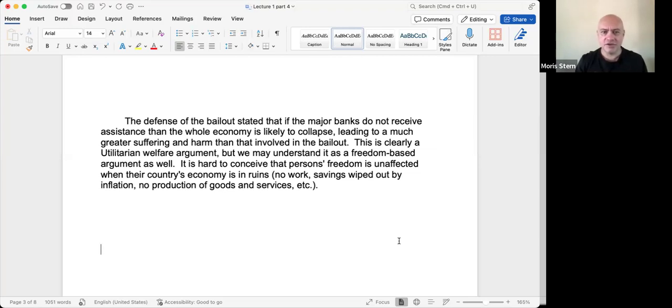This is clearly a utilitarian welfare argument, but we may understand it as a freedom-based argument as well. It is hard to conceive that a person's freedom is unaffected when their country's economy is in ruins. No work, savings wiped out by inflation, no production of goods and services, etc.